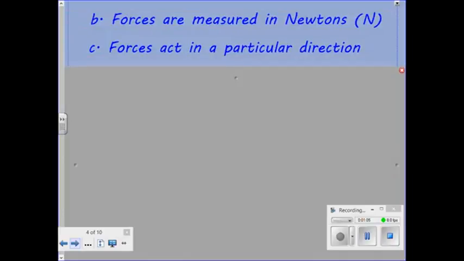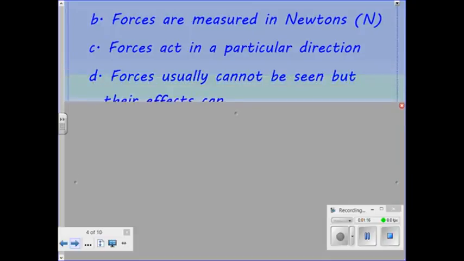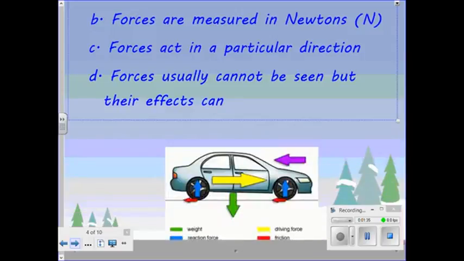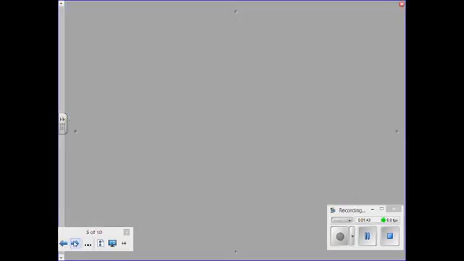Forces are measured in newtons. Forces act in a particular direction. Forces usually cannot be seen, but their effects can. So like gravity. We can't see gravity, the force of gravity, but we know that it's there. We can see that anytime we drop a pen, it's going to fall to the ground. Our car is not floating off the road because of gravity, which is indicated here by the green arrow.